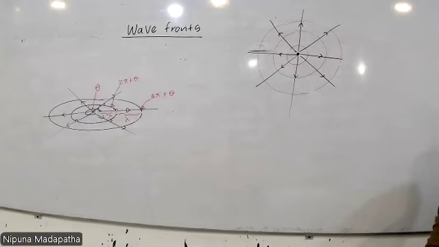Right. The second one is cylindrical wavefronts. Cylindrical wavefronts are produced by a line source.